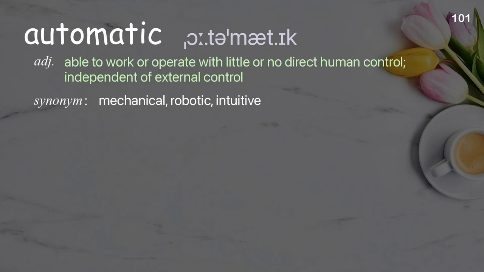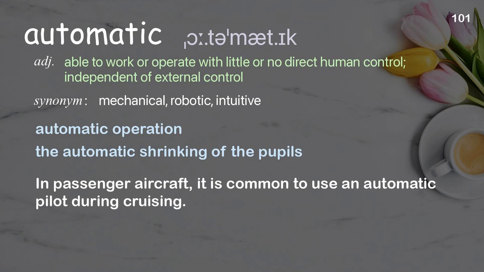Automatic. Able to work or operate with little or no direct human control, independent of external control. Examples: Automatic operation, the automatic shrinking of the pupils. In passenger aircraft, it is common to use an automatic pilot during cruising.